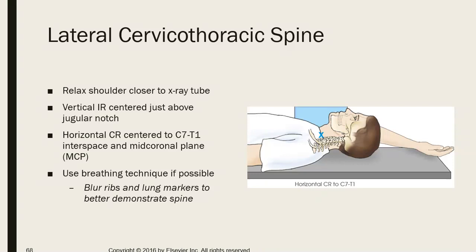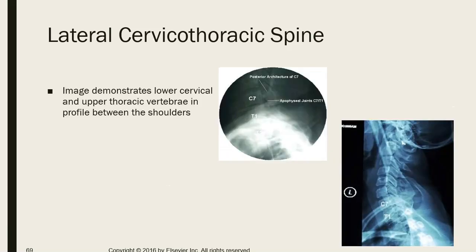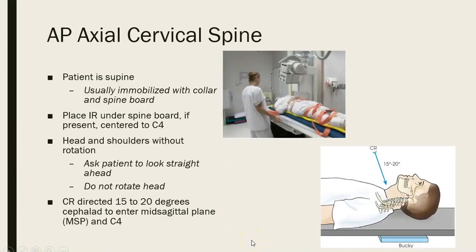We would use a breathing technique, if possible, for these to make sure we can blur out the ribs and the lungs. If you couldn't use a breathing technique, you could always have your patient hold their breath. So the image demonstrates, like we went over in the last video, the lower cervical and upper thoracic vertebrae in profile between the shoulders. You can see it really well here, and you can also see it here.